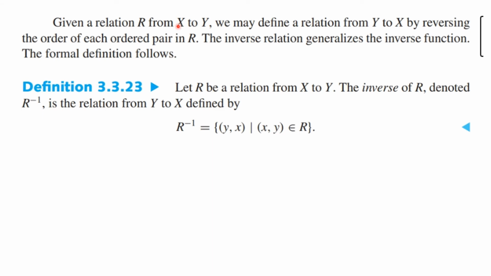Given a relation R from X to Y, we may define a relation from Y to X by reversing the order of each ordered pair in R. This is called the inverse relation, and it generalizes what we talked about with inverse functions. And the formal definition is here. So R inverse is equal to the set of (y,x) such that (x,y) is an element of R.